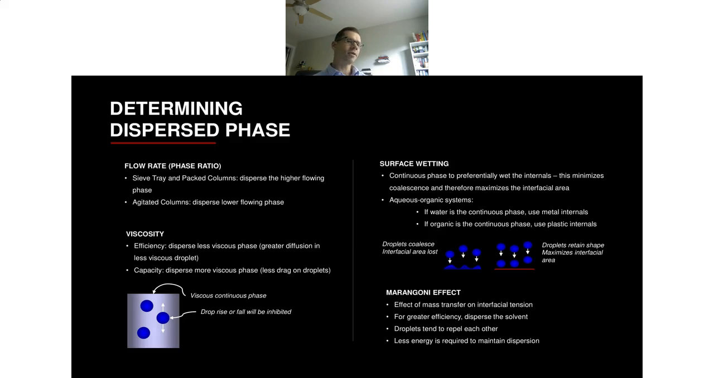The last thing we look at is something called the Marangoni effect. And essentially, this is the impact of mass transfer on interfacial tension. But what you want to do here is have the mass transfer direction go from the continuous feed to the dispersed solvent if you can. That can have a huge impact on extraction efficiency inside an extraction column.